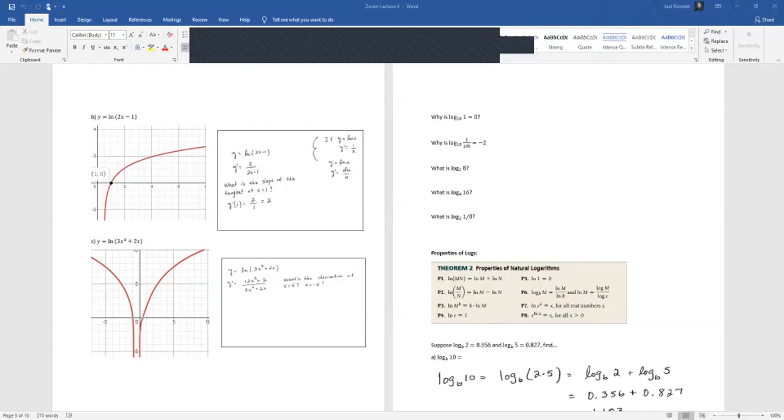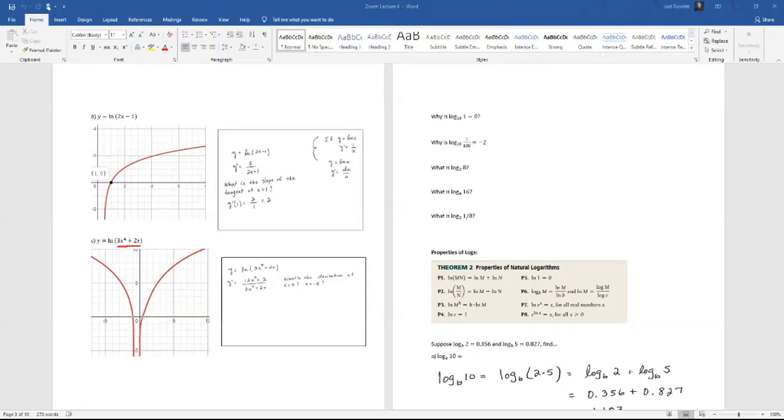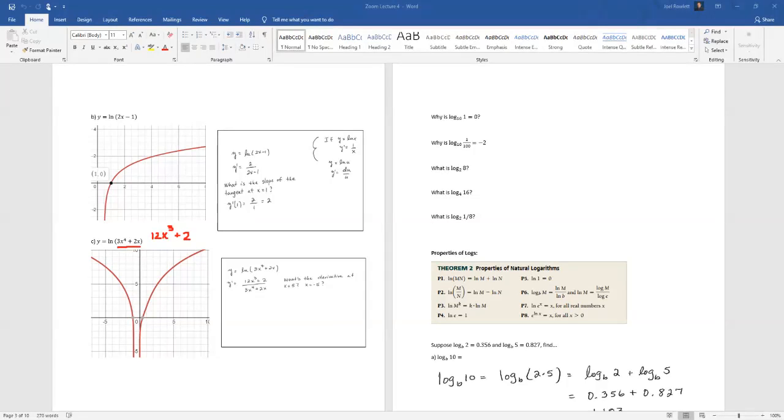Part C. Again, we have ln u. And if u is equal to 3x to the power of 4 plus 2x, then du would be, let's see, 3 times 4 is 12. So that would be 12x to the power of 3 plus, and then the derivative of 2x is just 2. And the derivative of ln u is du over u.